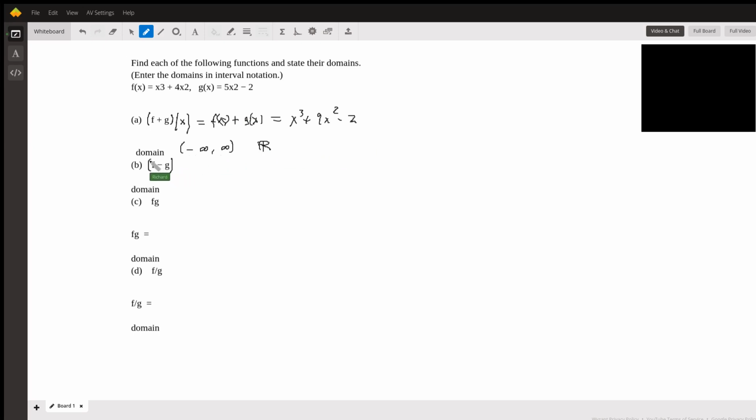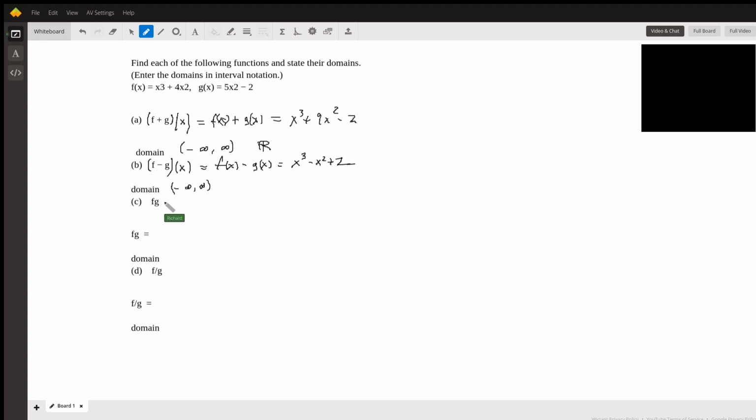So f minus g, this is supposed to be written like that, and that's just going to be f of x minus g of x. So that's going to be x cubed, and then we have 4x squared minus 5x squared, so negative x squared, plus 2. And this is also a polynomial, so it has an unrestricted domain. All real numbers.